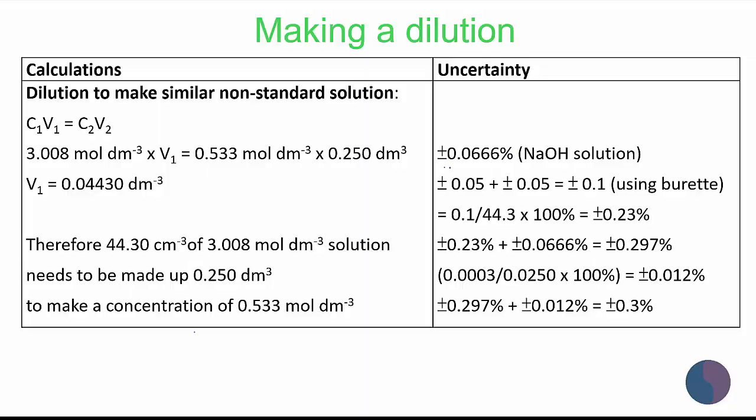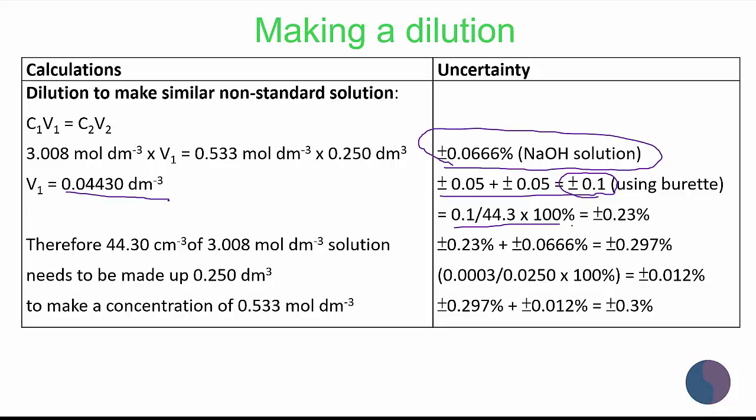Now for the errors, this percentage error was done on the previous slide and I'm just carrying it forth. So this one here is the burette, so I've zeroed it and then measured it again, so I've got that 0.1 on the burette. I'm going to be doing some timesing and dividing here, so I need to turn that into a percentage calculation, so that's that one there.